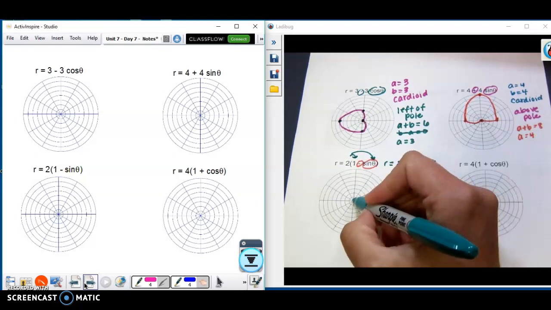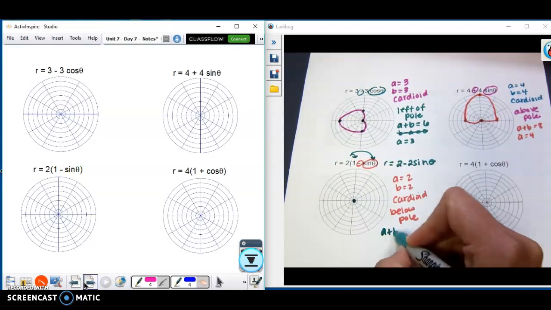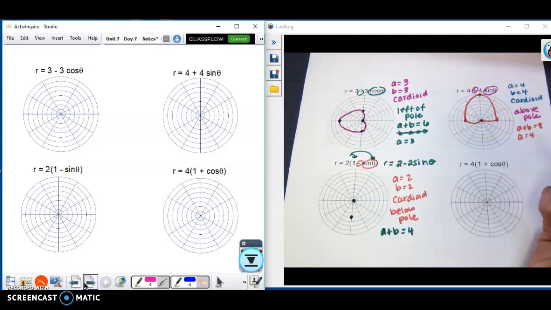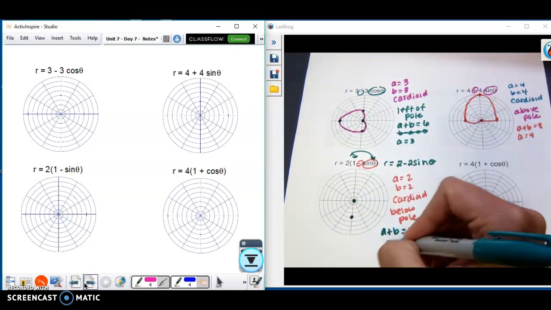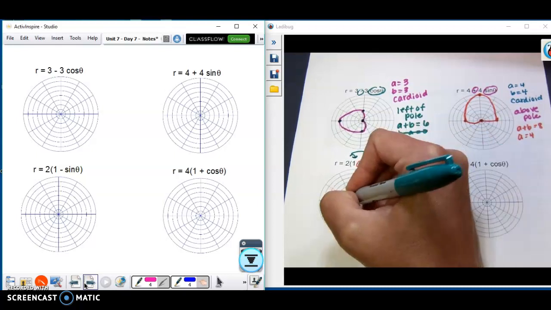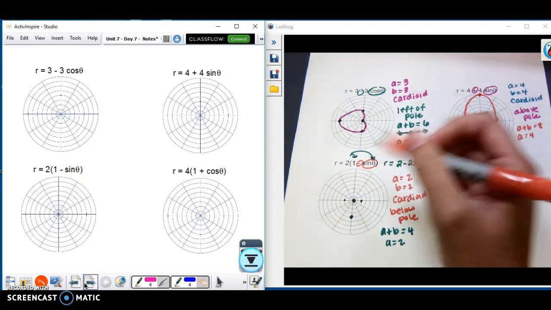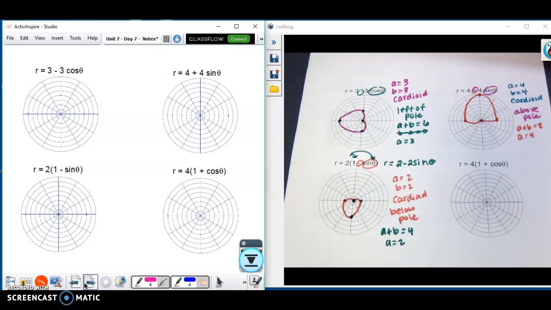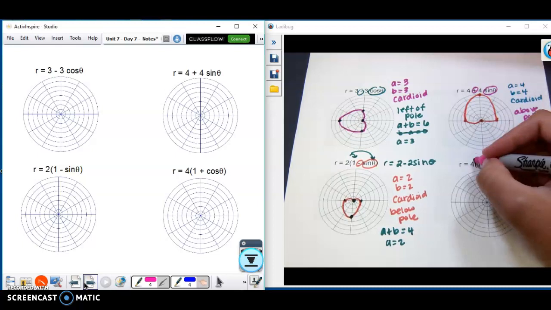So we're going to have 1 point at the pole. We're going to do A plus B, which is going to be 4, and we're going to move down 4 spaces. And then to the right and left, you're going to use that A value of 2. Something like that.